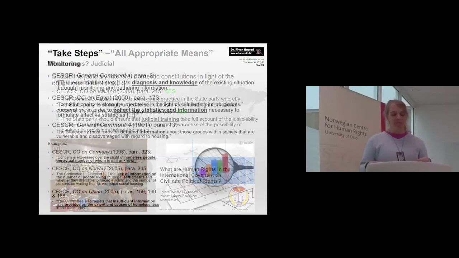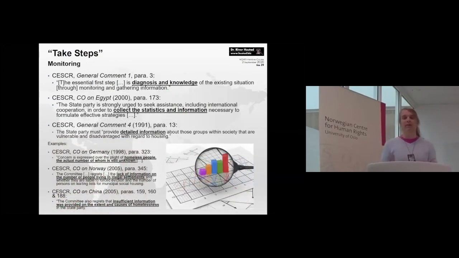So taking steps, we're just trying to learn from the practice and the comments by the Committee on Economic, Social, and Cultural Rights what these taking steps are. We want to build more and more of an understanding of what taking steps are from the actual empirical evidence that we have from the committee. One of the things that taking steps requires is monitoring of human rights. Collecting all the statistics and information enables the states to create good plans. Some of the examples there are collecting information about homeless people, about those living in illegal settlements, and again, homelessness.